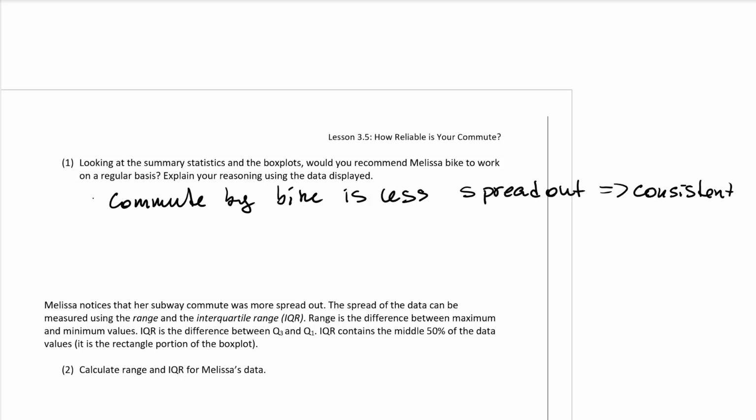Alrighty, so now let's dig more into this idea of describing the spread. Let's look at this data deeper. Melissa notices that her subway commute was more spread out, which we already mentioned. The spread of the data can be measured using the range and the interquartile range, IQR, which we have seen in the previous lessons. Range is simply the difference between the maximum and minimum values, and IQR is the difference between the third quartile and the first quartile. And remember that IQR represents the middle 50% of the data values.